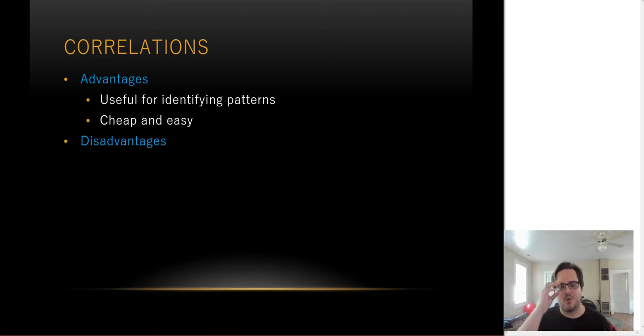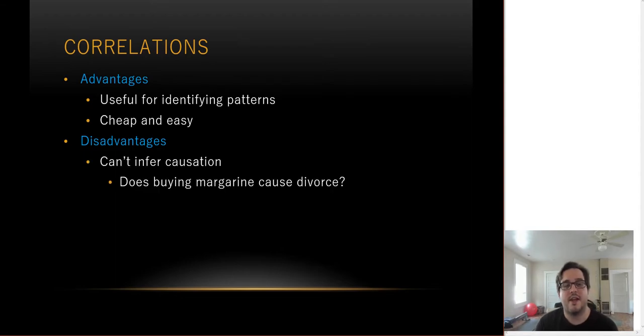So again, we can't infer causation from a correlation. The advantage of a correlation is that it's useful for identifying patterns. We simply want to know whether two things are related. The other advantage is that it's cheap and easy. It's usually very easy to collect data that you can then correlate. A correlation is a very simple mathematical procedure to carry out compared to some of the other things that you can do. The disadvantage, though, is that you can't infer causation.